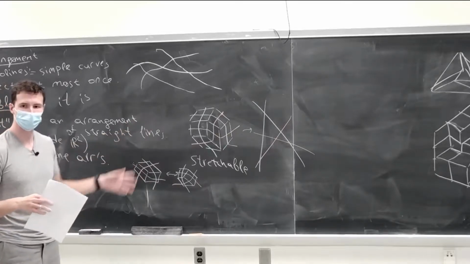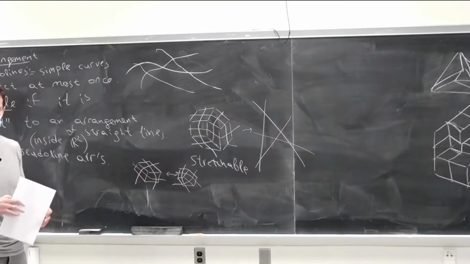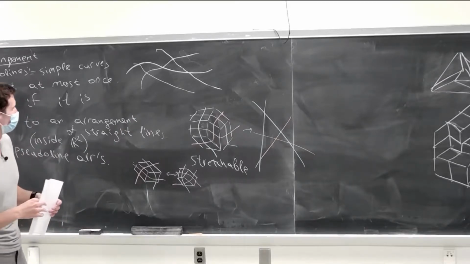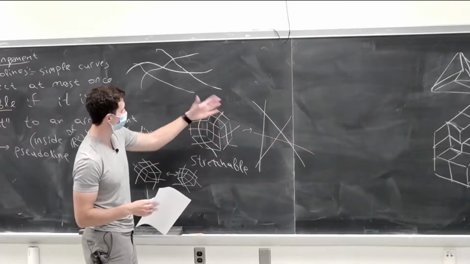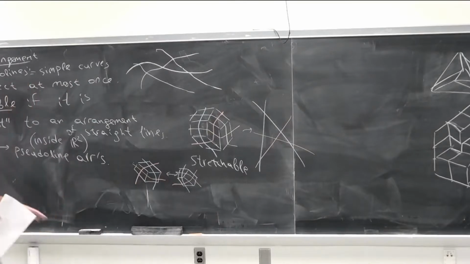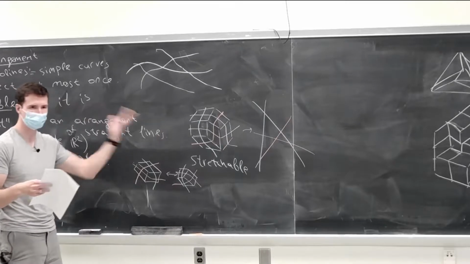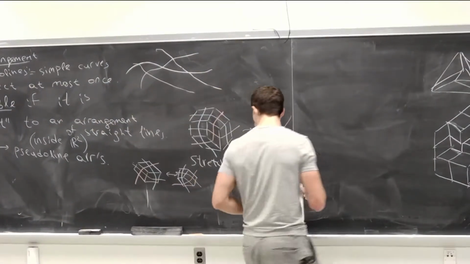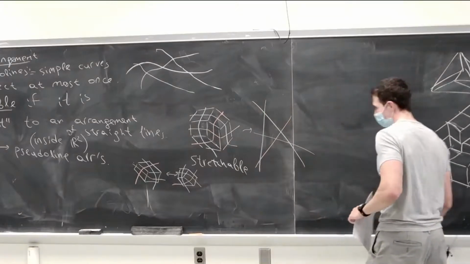Well, actually, no. If you give me a zonotopal tiling, then I have an algorithm to draw the pseudoline arrangement. I just replace every tile with this. I connect the midpoints. I have an explicit map from zonotopal tilings to pseudoline arrangements.